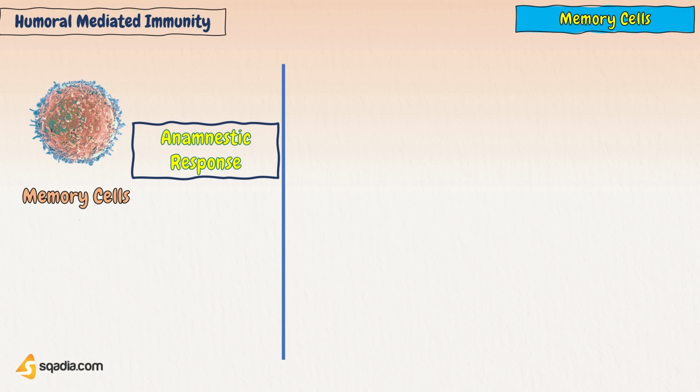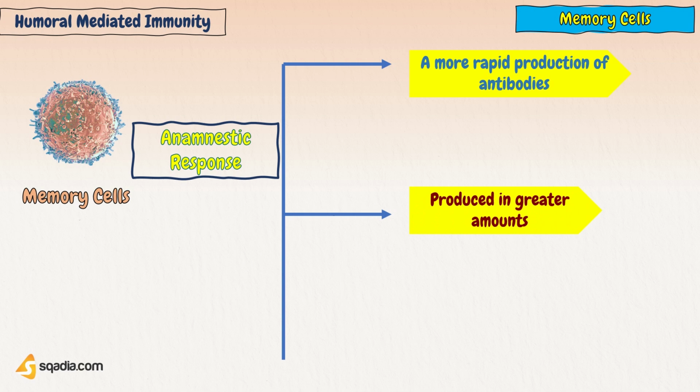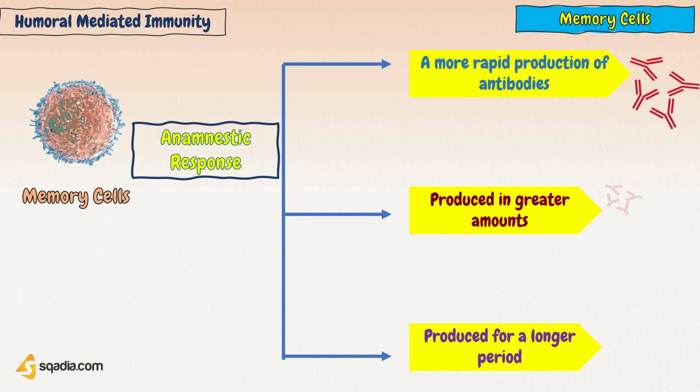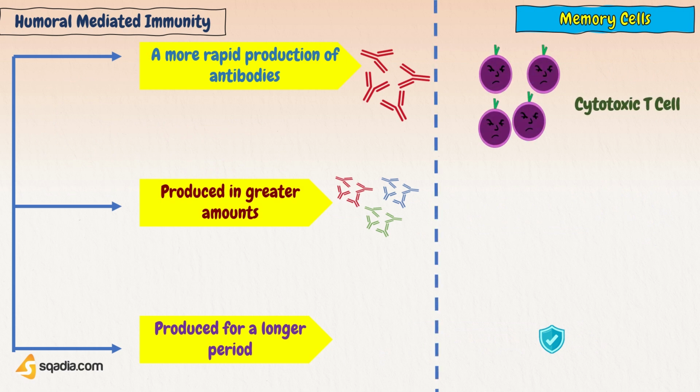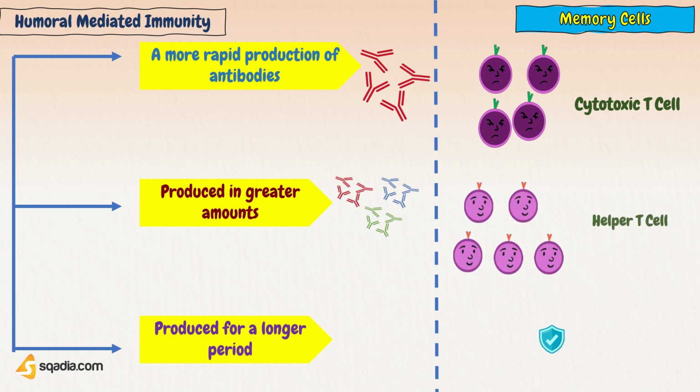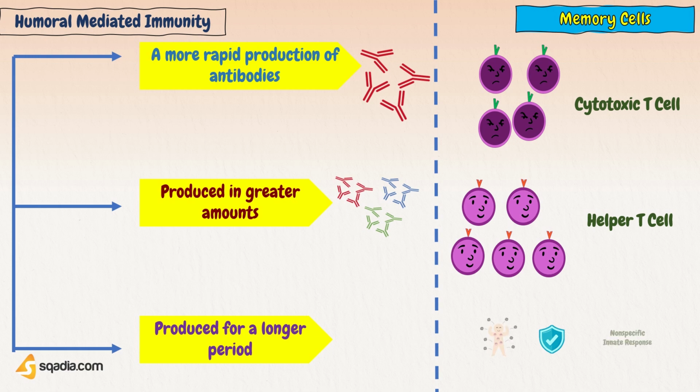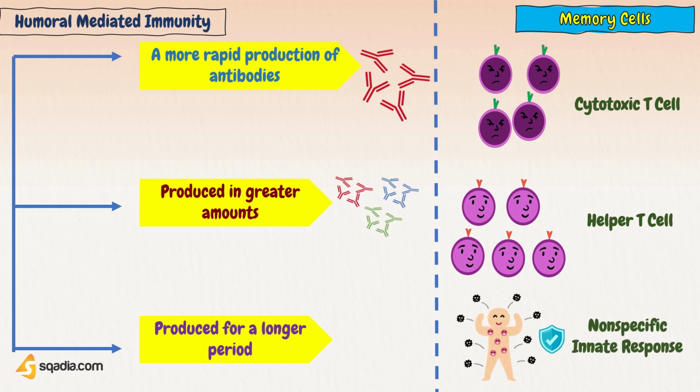We can simply explain the anamnestic response in terms of a subsequent exposure to that same antigen results in a more rapid production of antibodies, produced in greater amounts and produced for a longer period. A little side note, in case of the cell-mediated immunity, the anamnestic response, or repeated exposure to the same antigen, results in a more rapid and longer production of cytotoxic T lymphocytes, CTLs, a more rapid and longer production of T4 lymphocytes, and triggering of nonspecific innate immune responses.